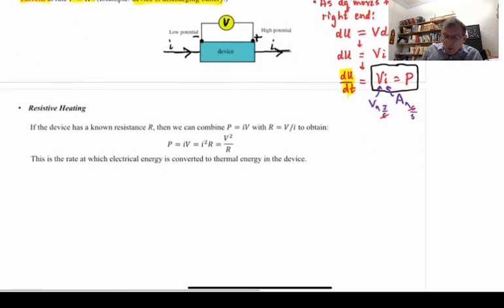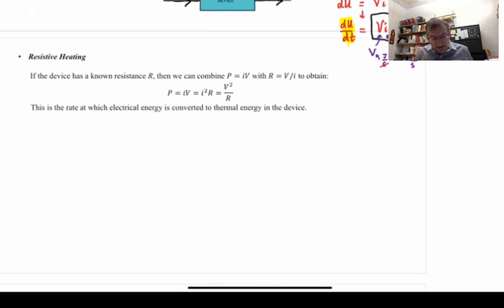Now, special case: what if the device is a resistor with a known amount of resistance R in ohms? Then we can simply combine the general power formula, P equals IV, with the definition of resistance, R equals V over I. Okay, so let me draw a picture down here.